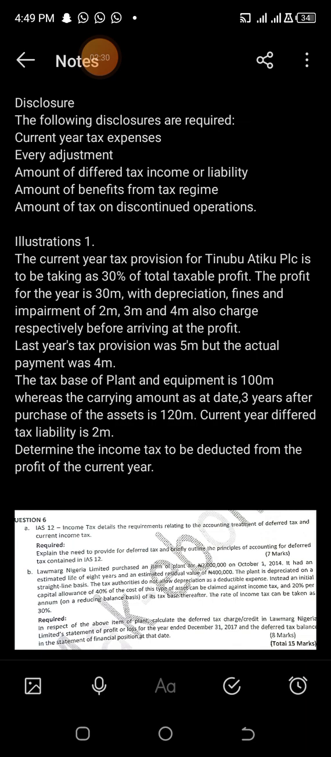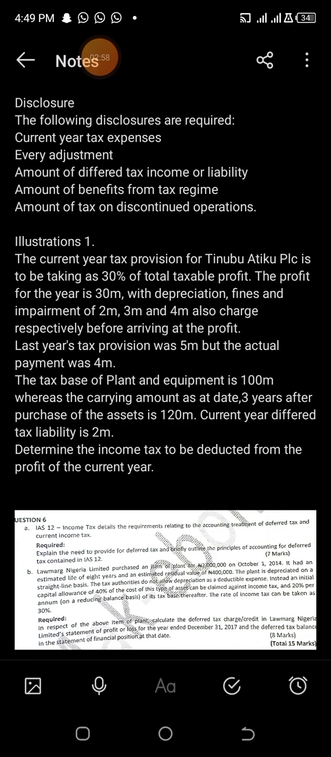You also need to state the amount of tax on discontinued operations. For instance, maybe you have four divisions, but you discontinue operation of one of them. You'll be able to tell us the amount of taxes that arose from it, that you are not going to pay henceforth from those discontinued operations. And so that is that.